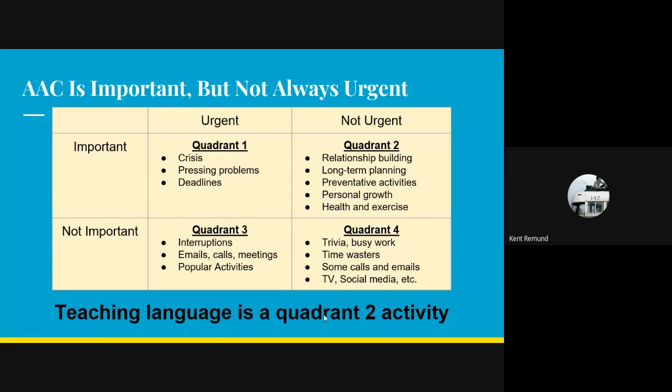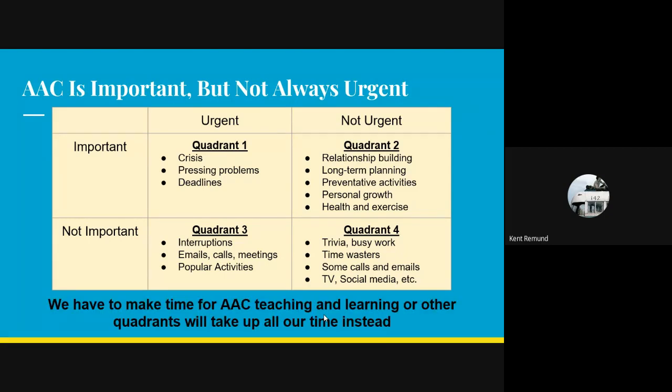Teaching language a lot of times is a quadrant 2 activity. It's really important. But if I don't teach Johnny how to comment on a video right now, nothing's on fire, nothing's going to break. So what happens a lot of times is that if we don't make time in our schedules for teaching AAC, for using language, all of the other quadrants are going to rush in and fill every single minute of our day.